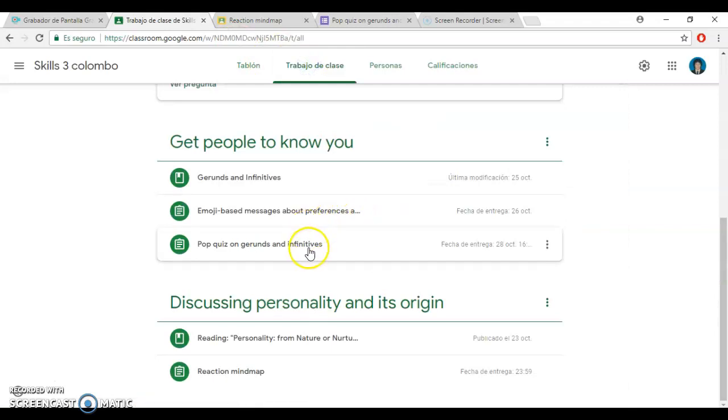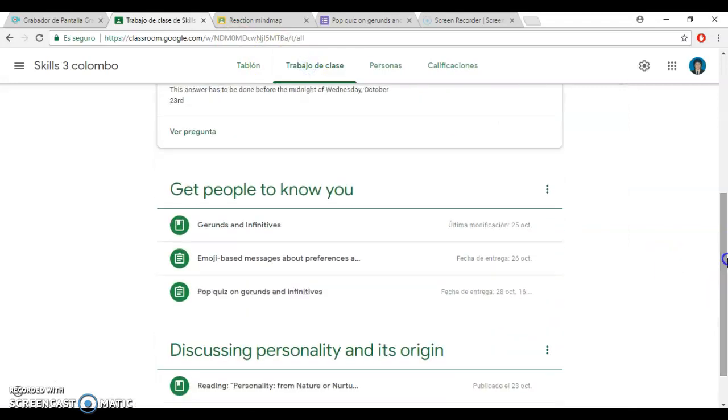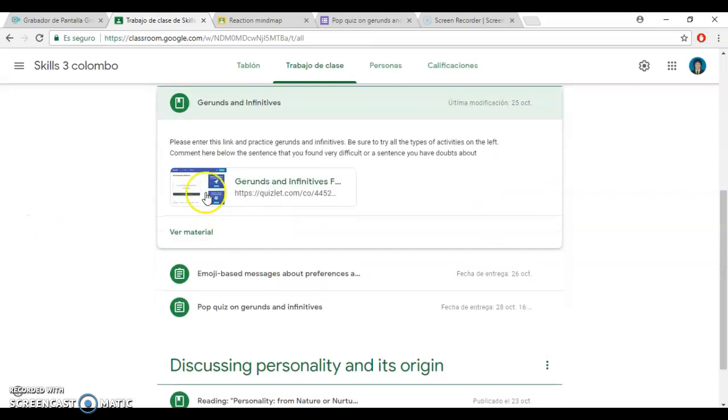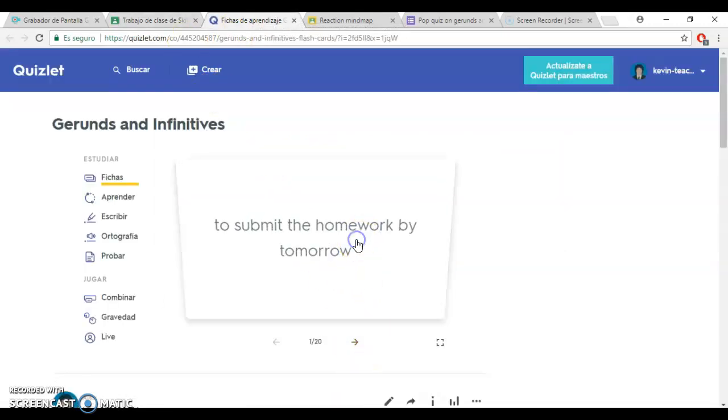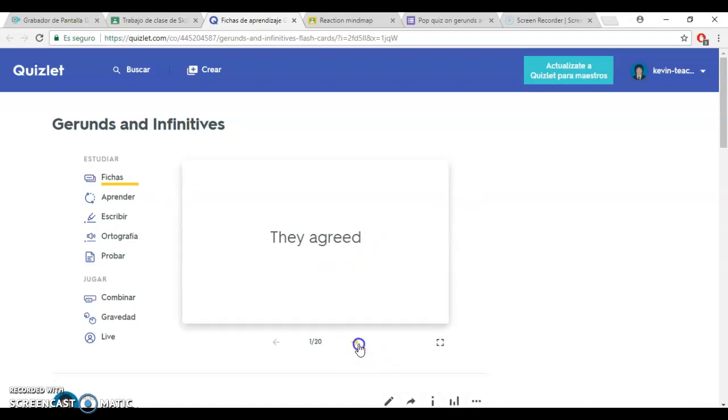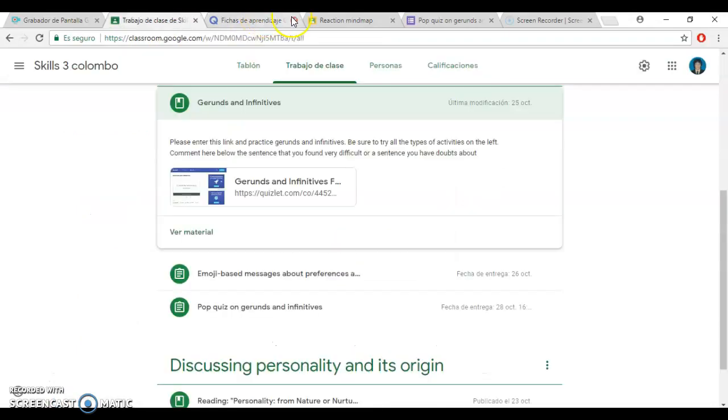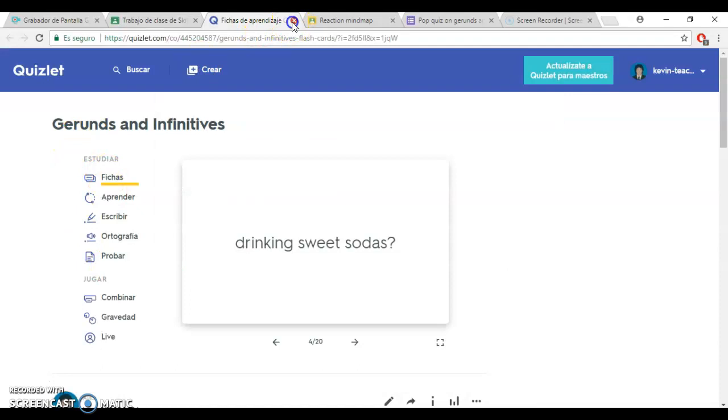Another activity was for the topic get people to know you. For this goal, here we concentrated on the form. So I created in Quizlet an activity so they practice which verbs followed an infinitive or a gerund, and here they did it in class. And they could practice a lot in the different types of activities.